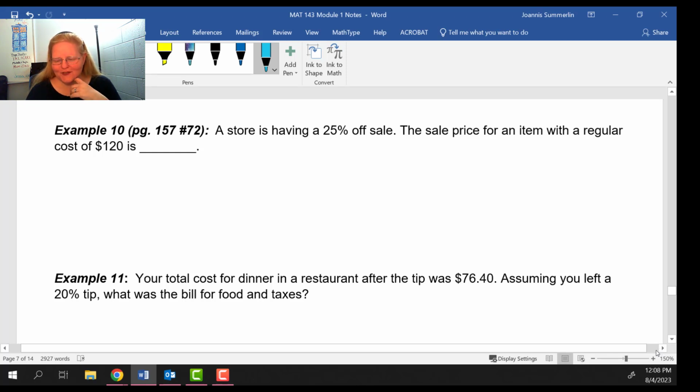The store is having a 25% off sale. The sale price for an item with a regular cost of $120 is. It usually costs $120. They want it to be 25% off. If it's 25% off, that means you're actually paying how much? 75%. 120 times 75% is $90. There we go. Okay.